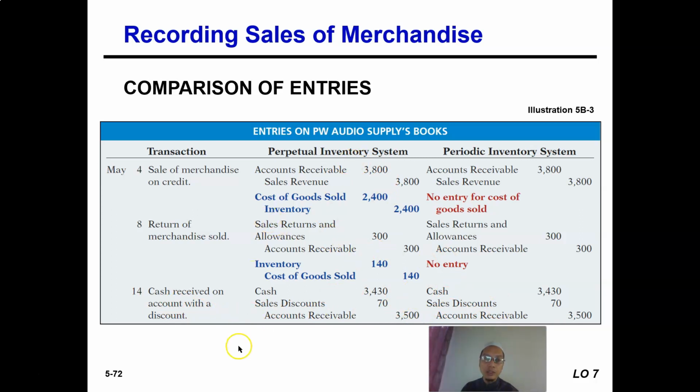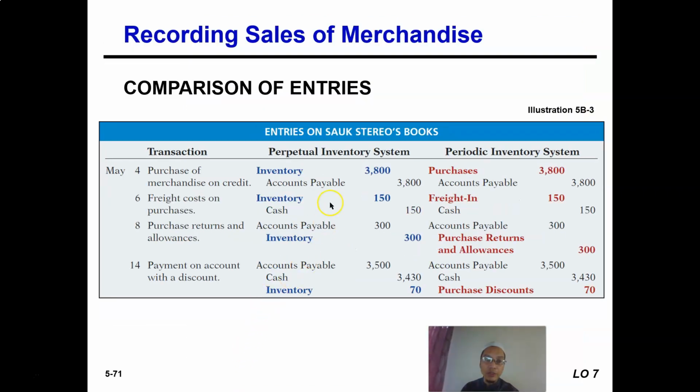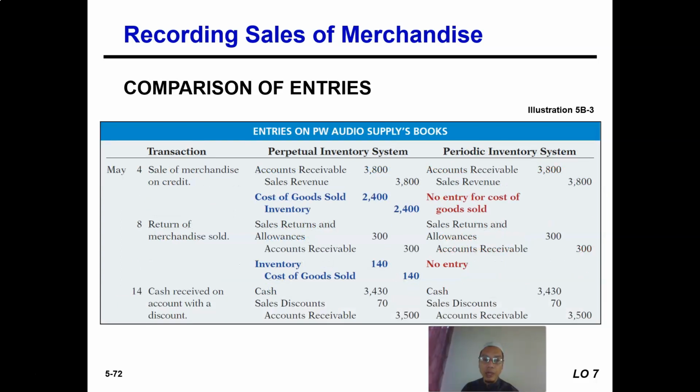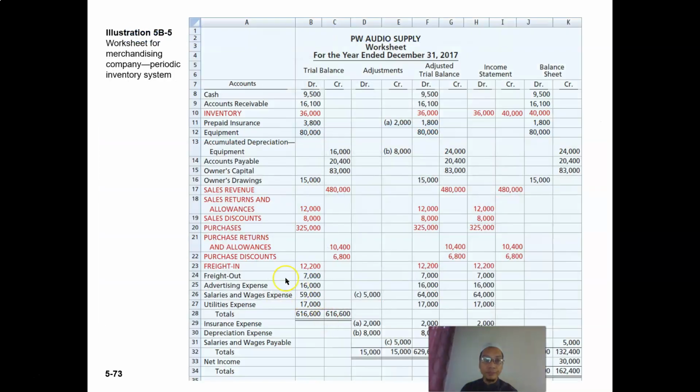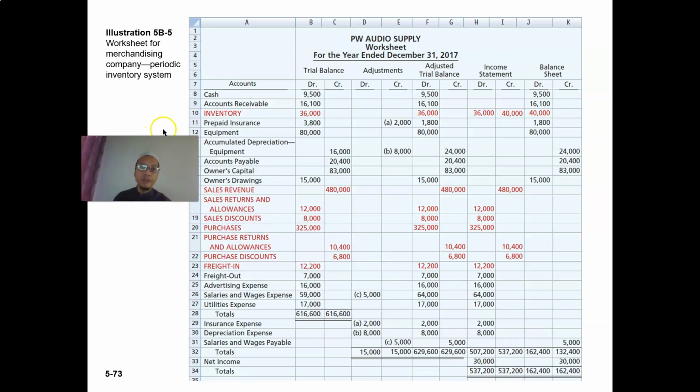Okay, so these two slides are very important because they summarize the differences between the perpetual and the periodic inventory system. You need to understand this very clearly, and you need to understand how the organization runs its business, which inventory system they will be using. And this will be the worksheet used for companies that use the periodic inventory system.